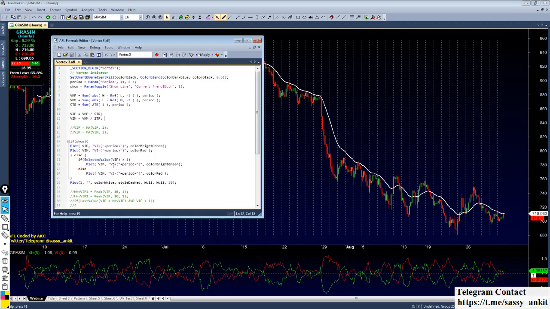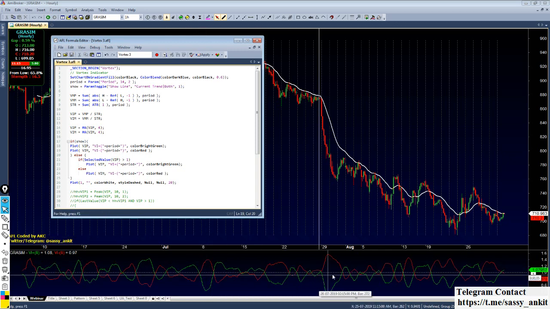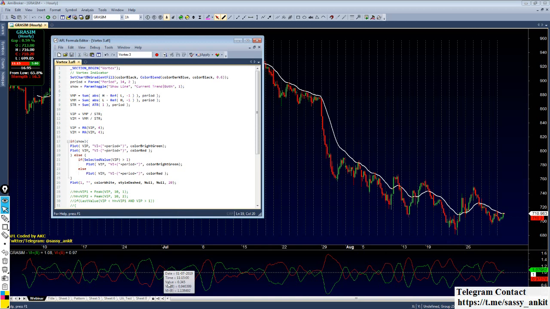To do that, we add a moving average to it, which will smooth it out a little bit. So what I am doing is taking the vortex positive and vortex negative, and simply doing a simple moving average over 4 periods. After I have done that, observe this choppy chart became a smooth one. Now it's easy for us to identify.